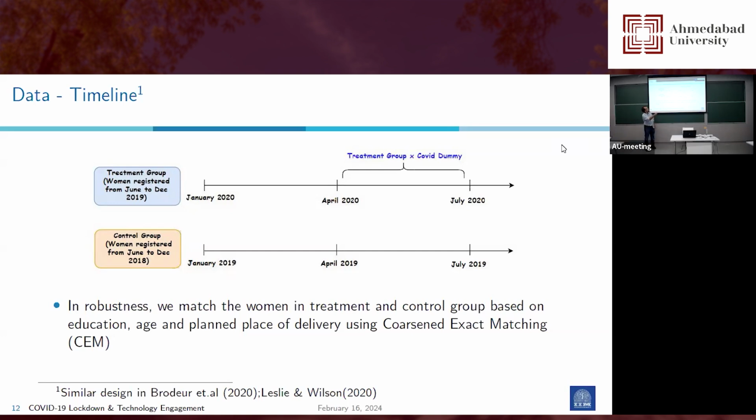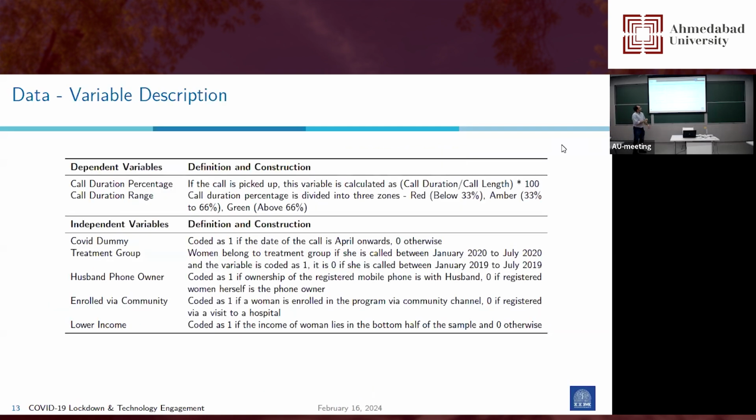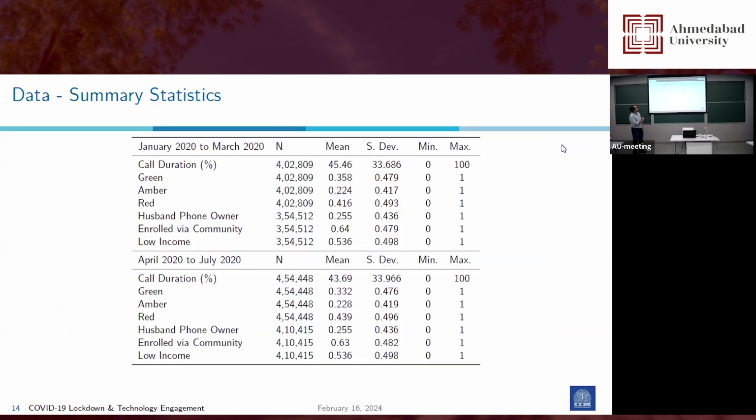Pre-April, so till March, January, February, March would be sort of identical for both of these groups. Identical as in similar trend. It does not need to be coinciding. It can be a similar trend. Whatever difference appears, that would be treatment group cross COVID dummy. Lockdown happened in March end. So then we went for a whole bunch of things.